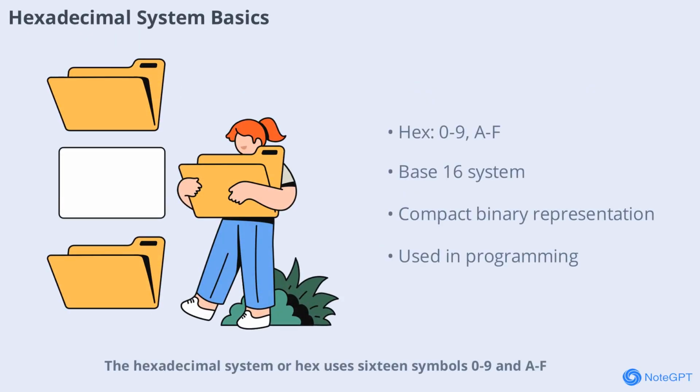The hexadecimal system, or hex, uses 16 symbols: 0 to 9 and A to F. It's widely used in computing because it can represent large binary numbers in a compact form. Each hex digit stands for 4 binary digits, making it easy to read and write binary data. Programmers and engineers often use hexadecimal to simplify complex binary codes, especially in memory addresses and color codes.